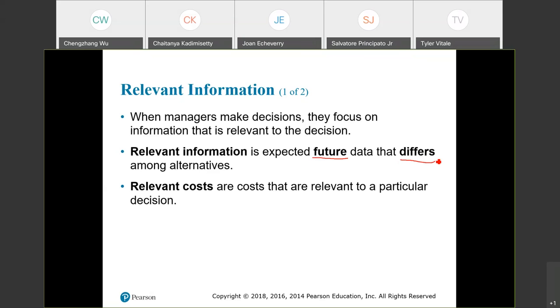So this information would be considered relevant because they not only differ between each other, but also are future costs of the company. So these costs can be relevant.